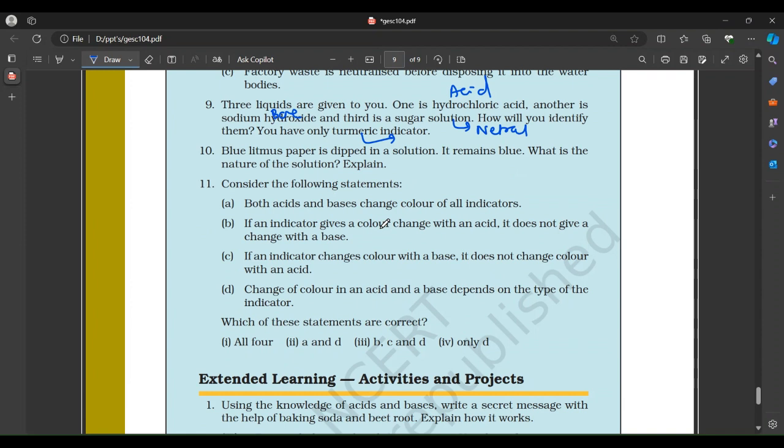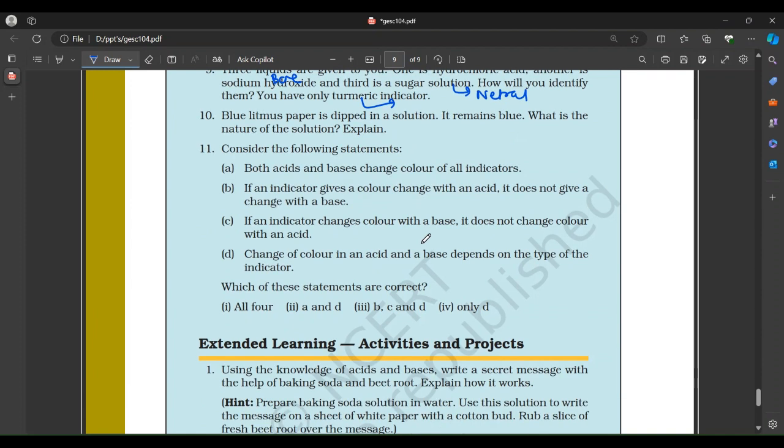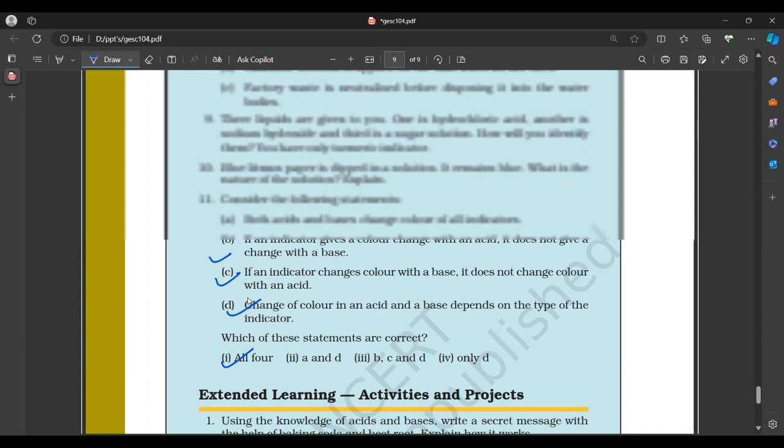Consider the following statements. Both acids and bases change the color of all indicators. We have to check. If an indicator gives a color change with an acid, it does not give a change with a base. Yes. If an indicator changes color with a base, it does not change color with the acid. Yes. So the change of color in an acid and base depends on the type of indicator. Yes. So D is also correct. Both are correct. All are correct. So in this way, we have finished chapter number 4.